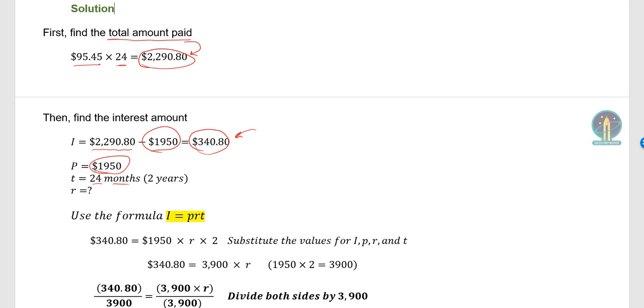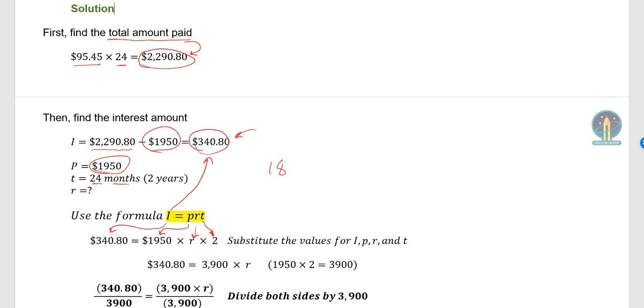So using the formula to find the rate, I is the interest amount, so this is I, and then times P, which is the principal, 1950, and R is what we're looking to find, the interest rate. And then the time in years is 2 years. Remember, in our case here, we're putting the time in years. So 24 months would be 2 years. If you had some other number of months, you would have to convert it to years using the appropriate conversion.